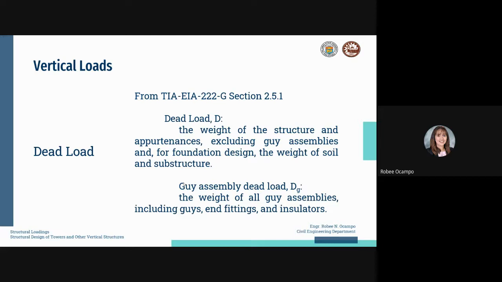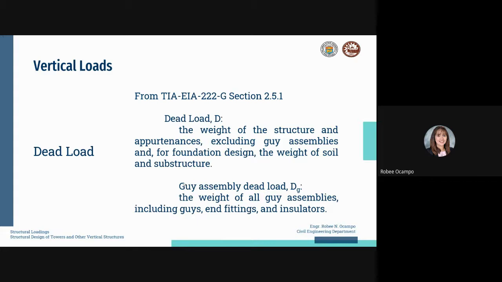When we say appurtenances, later on, we actually have a definition for that. Being specific to antenna supporting structures, when we say dead load, aside from the self-weight of your tower, it includes the guy assemblies, like the guy wires, and also the appurtenances. And of course, the weight of the soil and the self-weight of your foundation.